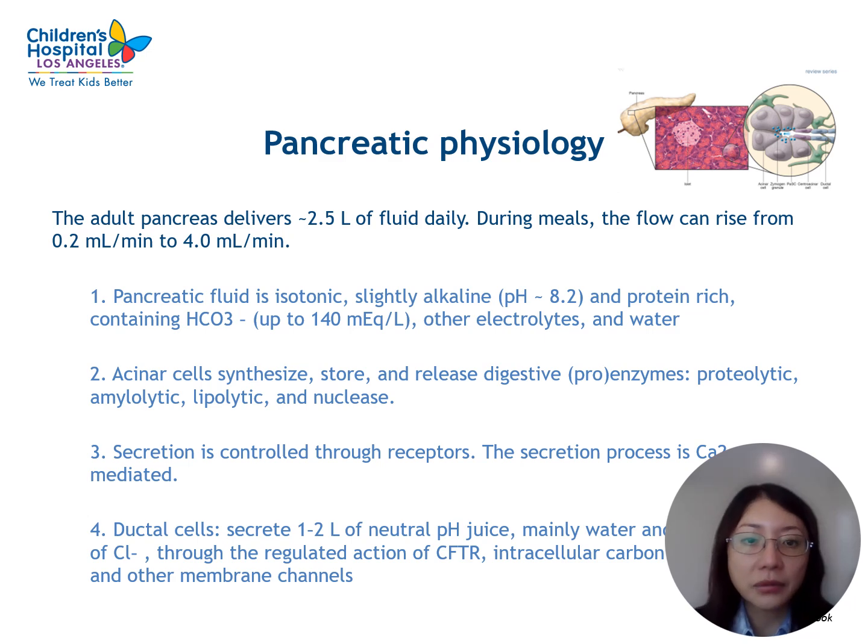The ductal cells can secrete 1 to 2 liters of neutral pH juice, mainly water and chloride. It's through the regulation of CFTR and other membrane channels.